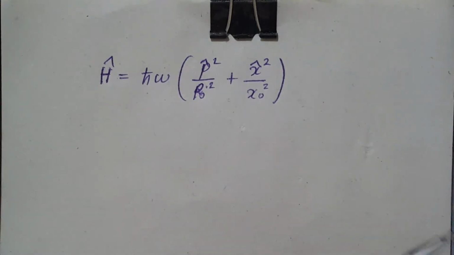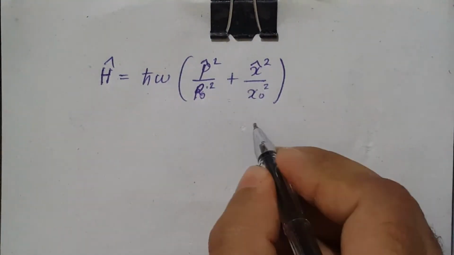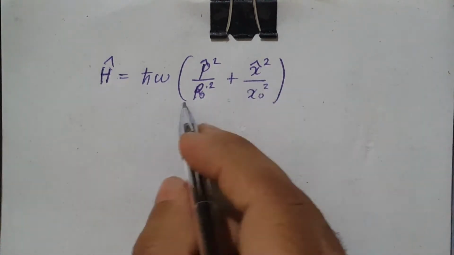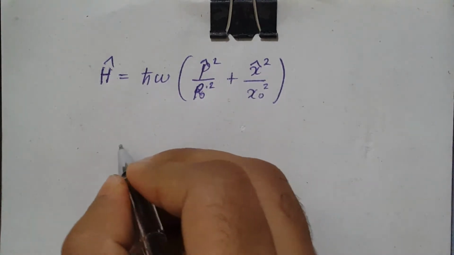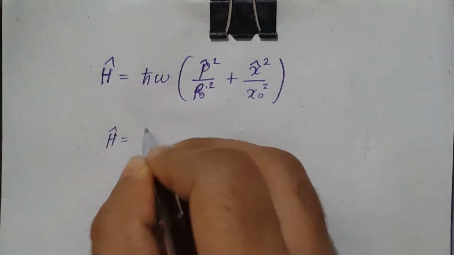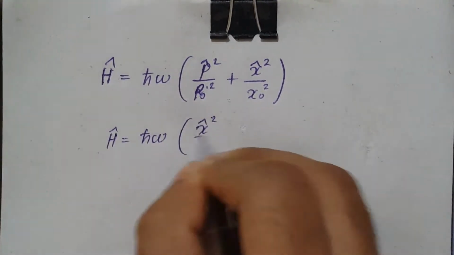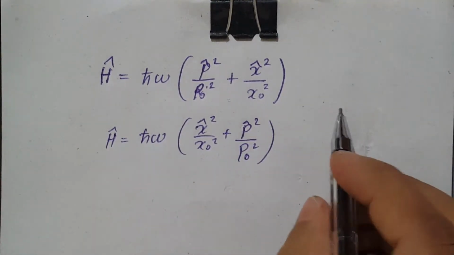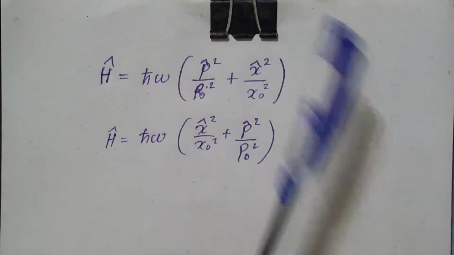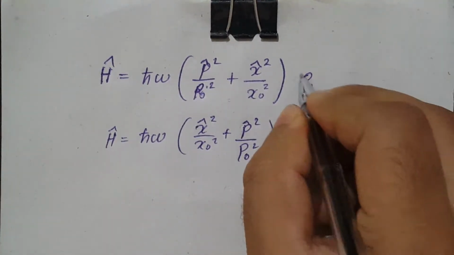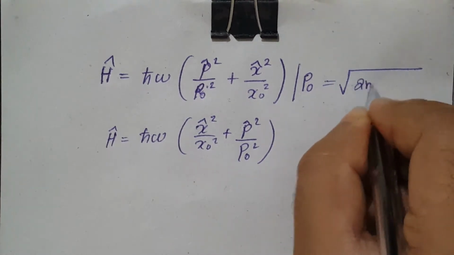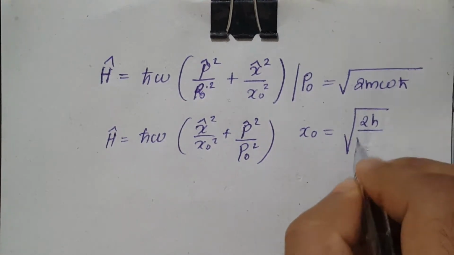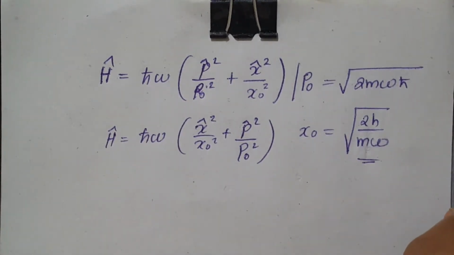Okay, now let me write it this way. x cap is less complicated, right? So maybe let us write it first: x cap square by x naught square plus p cap square by p naught square. So H cap is equal to h cross omega times x cap square by x naught square plus p cap square by p naught square. And remember what x naught and p naught were. p naught was root of 2m omega h cross, and x naught was root of 2 h cross by m omega.